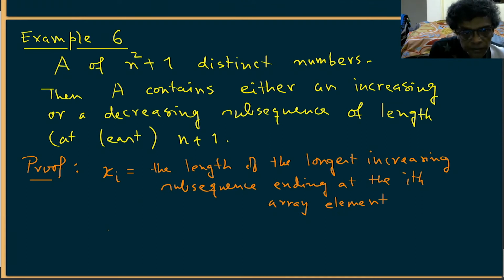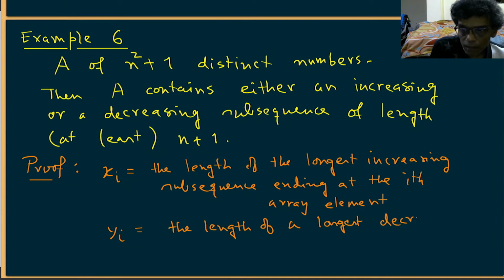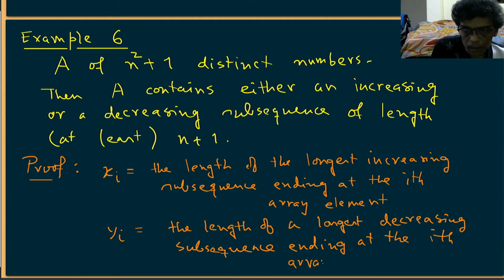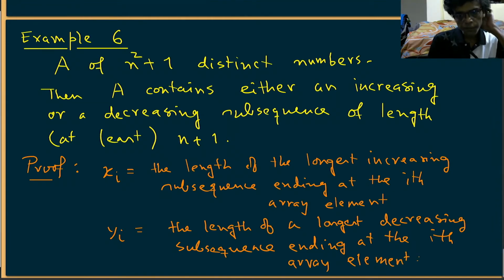Likewise, I define yi to be the same thing, the length of a longest decreasing subsequence, need not be unique, ending at the ith array element. So that means I will include that ith array element, and if possible, I will collect some other elements from before the ith element. Okay.